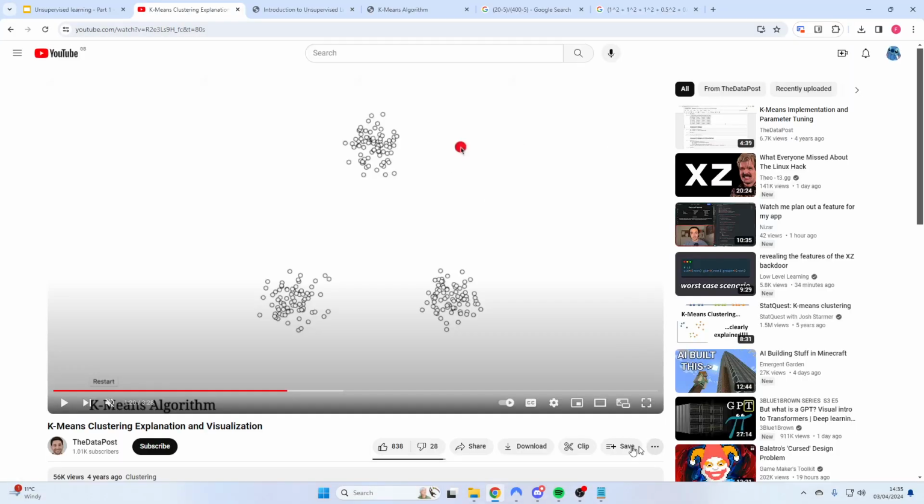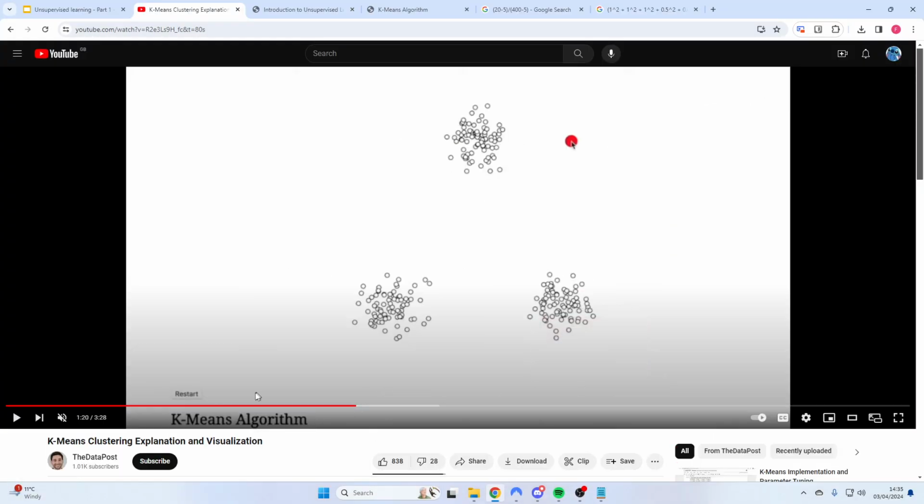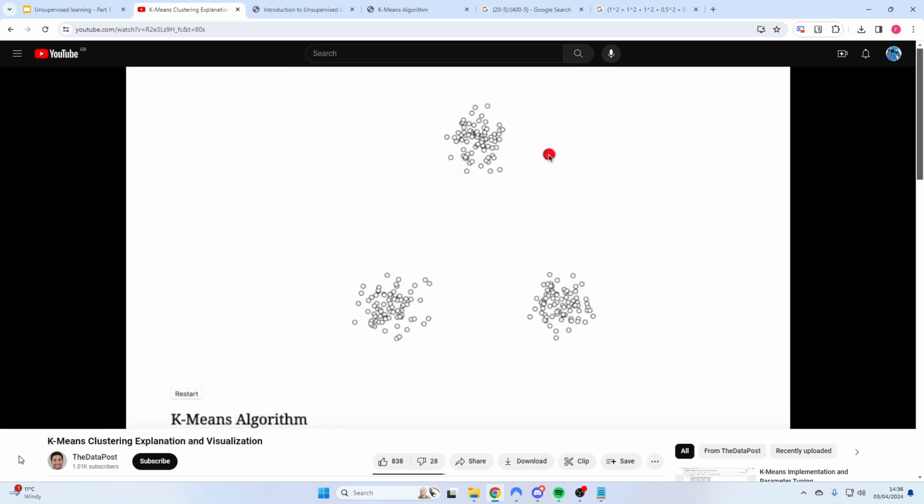I've just got this animation here. The one thing they do differently is they're not picking a random point as the centers of the clusters. They're just doing some random out here, so that's the only difference. So let's just see how they do it.